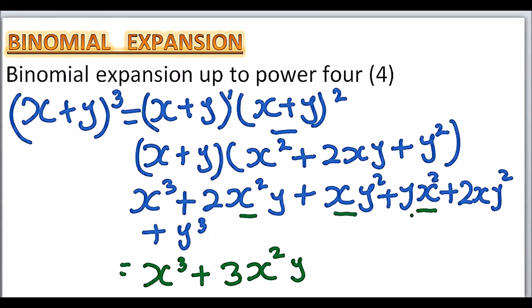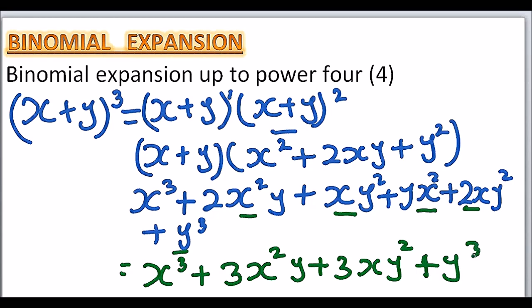Then you can see this one and this one, they are common. So we have plus 3xy squared, and finally we have plus y cubed. So this is the expansion that we get from what we have. So we have (x plus y) in brackets cubed. When you expand to the last step, this is what you should get.